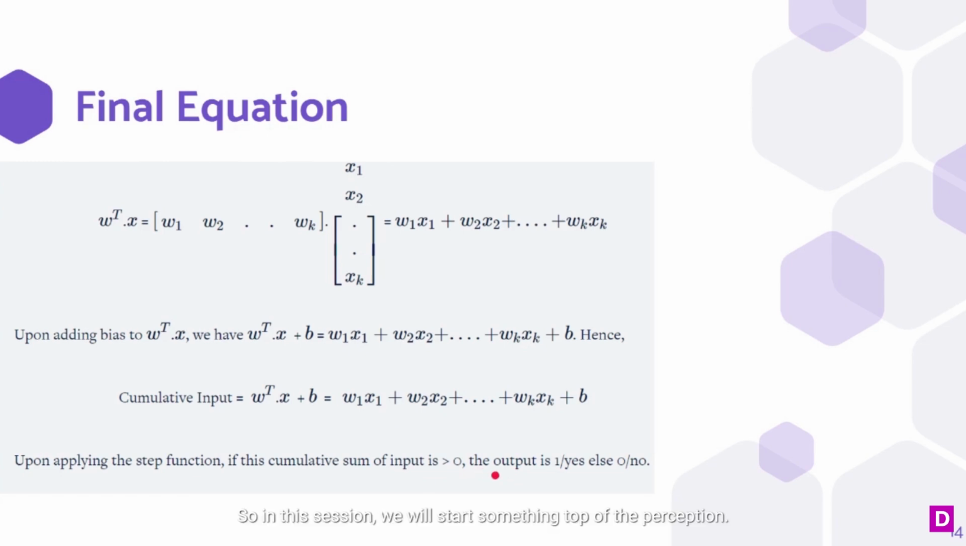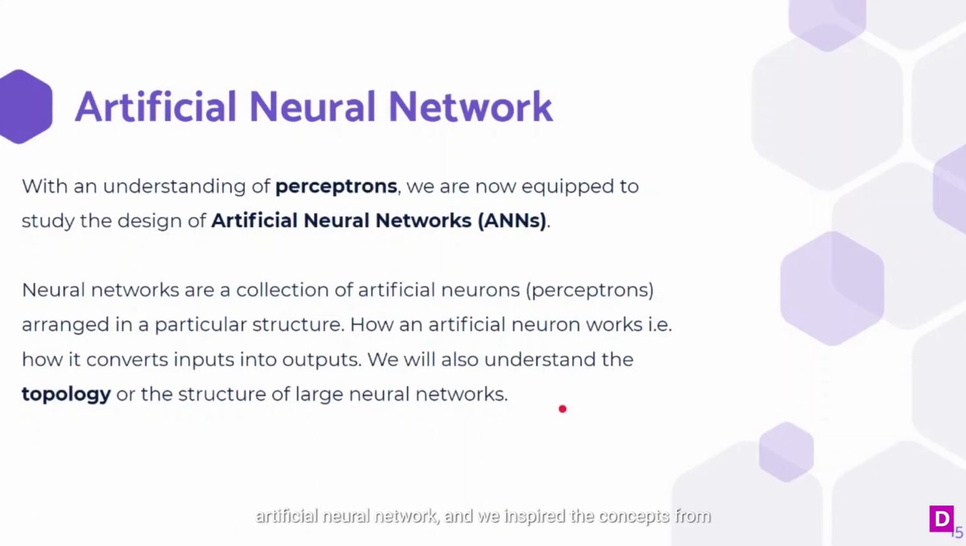In this session we will start something on top of the perceptron. We started this discussion in order to build an artificial neural network, and we took inspiration for the concepts from the actual human neuron. We studied one individual structure of the human brain, that is the neuron, and we tried to build our own artificial neuron, that is the perceptron. So with an understanding of perceptrons, we are now equipped to study the design of an artificial neural network.